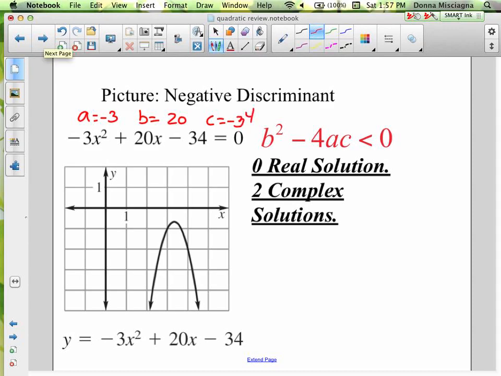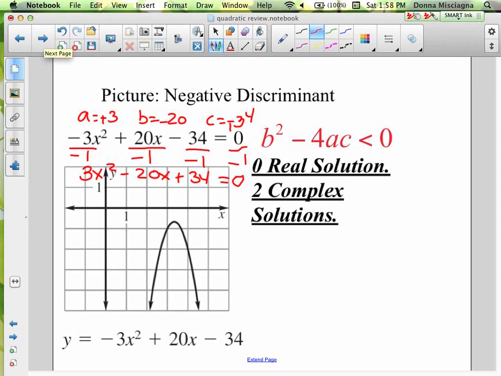I'm actually going to divide everything. I can do that so long as I do it to everybody, by negative 1, because I'd prefer a not to be negative. So negative 1, negative 1, negative 1, negative 1. That's going to make this 3x squared, so now that's positive. That's going to make our b here negative 20x. That's going to make our c a positive 34. And it's still 0. All right, so dividing everything by the same number does not change anything in the equation. But it will make it easier for me to solve it in a moment.